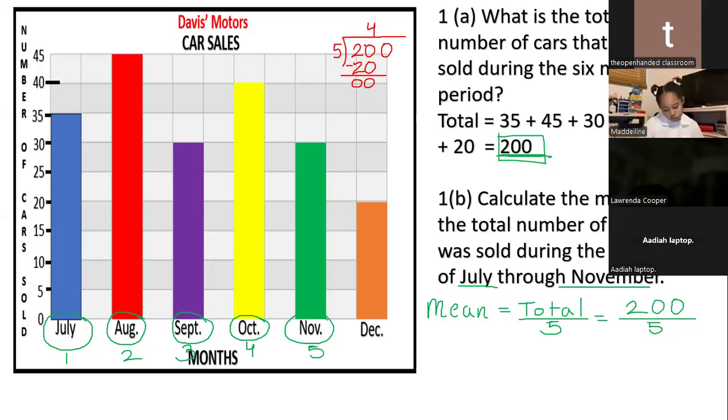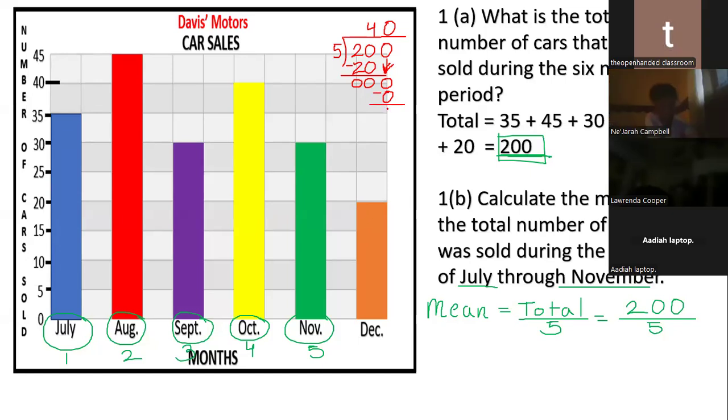So we say 5 times 4 is 20. Bring down the 0. How many times does 5 go into 0? 0 times, right? So 5 times 0 is what? 0. Very good. And so we say that the mean is going to be what? 40. The mean is 40. Very good.